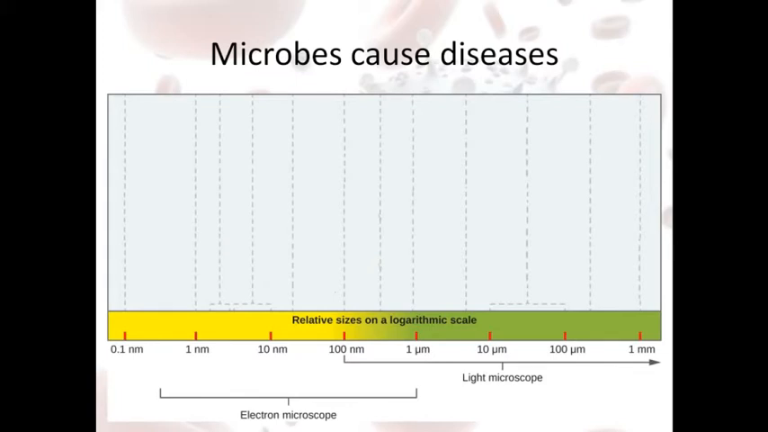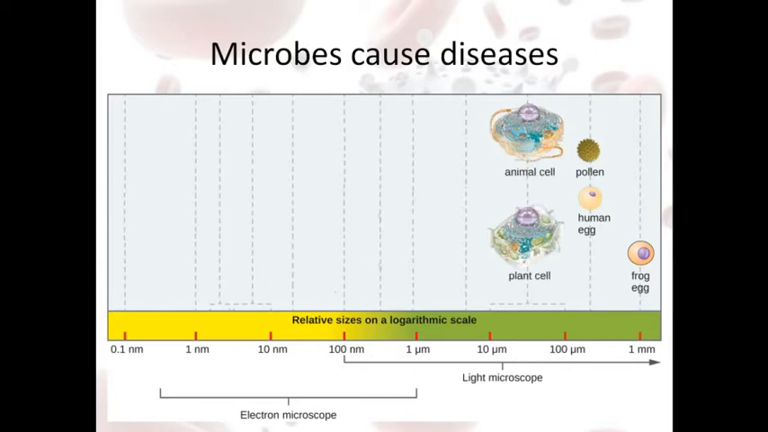Here I have the relative size of these microbes. First we have here a frog egg, which has a width of 1 millimeter, and you can see frog's eggs with your bare eyes. And when we get a bit smaller, we have pollen and human egg, and these are rarely visible by naked eye. And also animal cells and plant cells. These vary from 10 to 100 micrometers, and they are not visible anymore. You need to have a light microscope to see them.